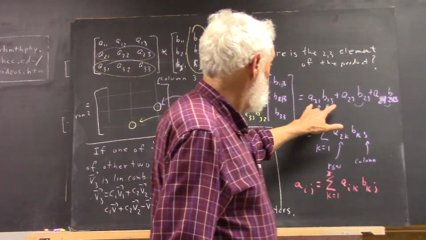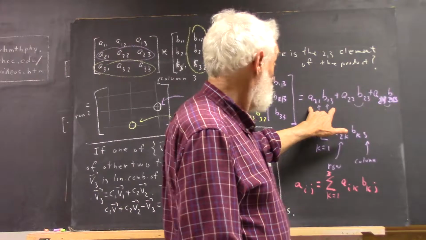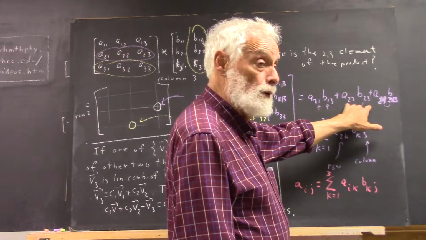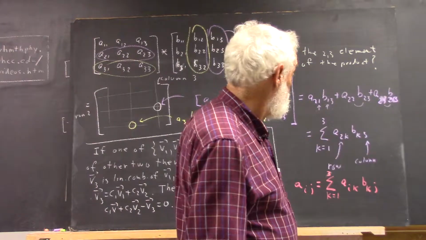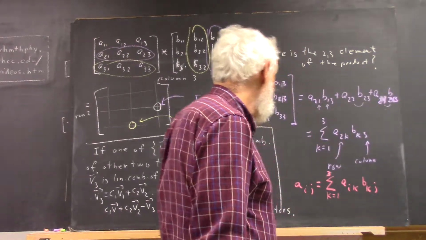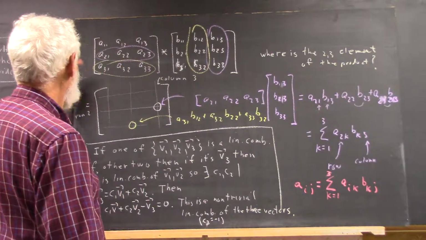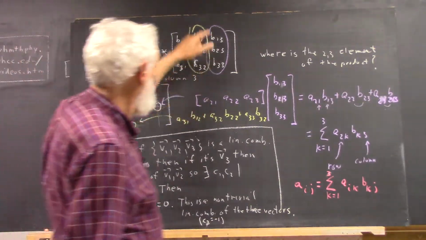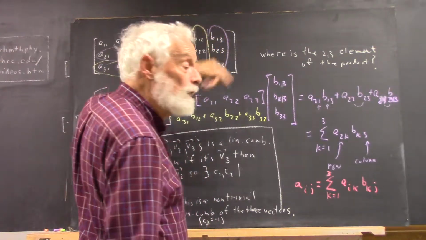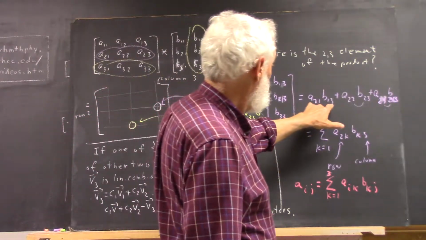The other thing is, what's the first and the third number? Well, 2 and 3. What is it here? 2 and 3. What is it here? 2 and 3. Why is it always 2 and 3? Well, it's because the numbers in row 2 of A always have 2's here, and the numbers in column 3 of B always have 3's for the second index. So you're always going to have a 2 and a 3.